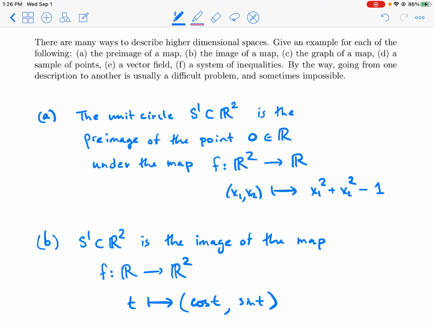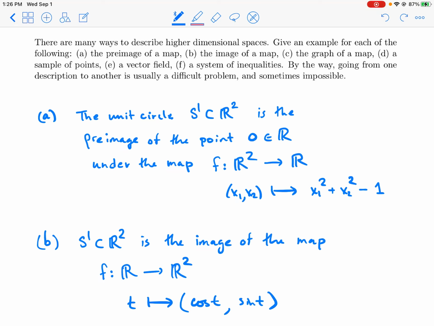Describing spaces, describing subsets of the plane, of space, of anything. And there are just several ways to do it, and so we're just going to point out these different ways. And then also point out that sometimes it's completely impossible to go from one description to another. Other times, we can do it.